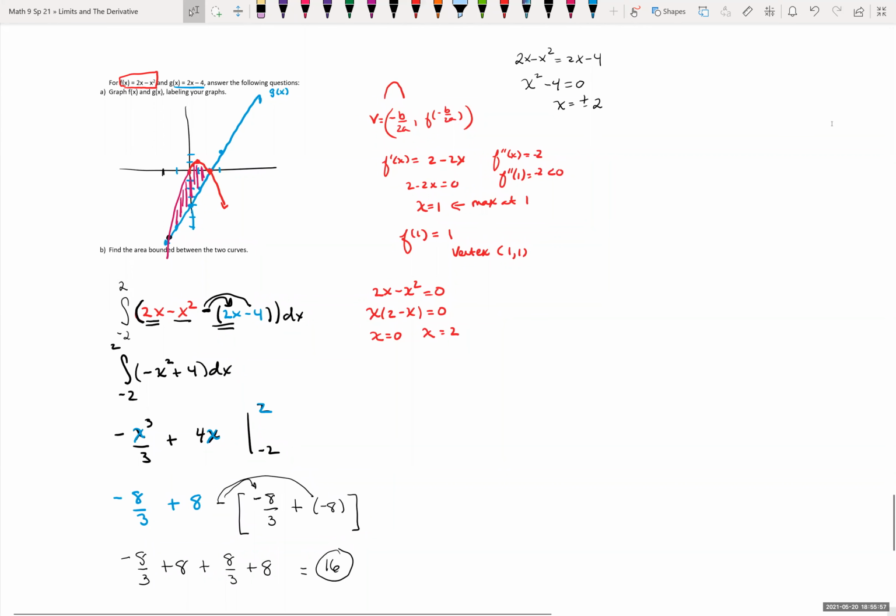Okay, so you should be able to find area bounded between curves on the final also. So hopefully this helps going over that review. You have a review tomorrow for the College Success Center over Zoom. I believe your time is 2:30 to 3:30.